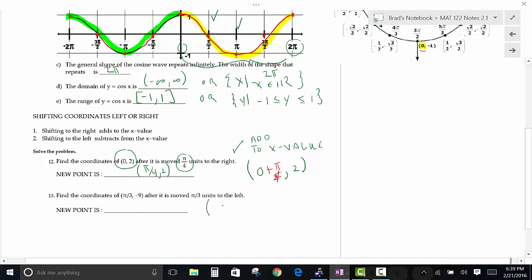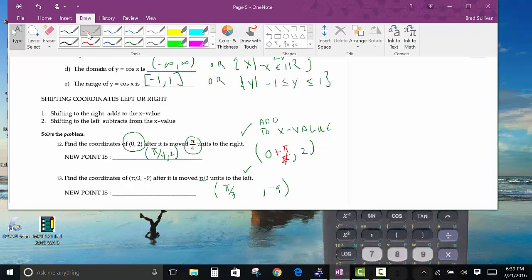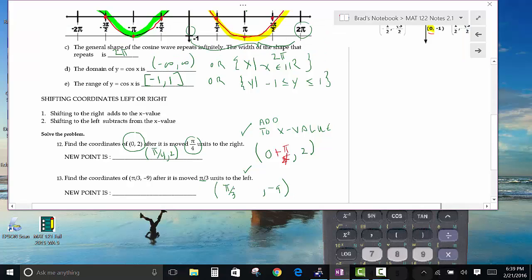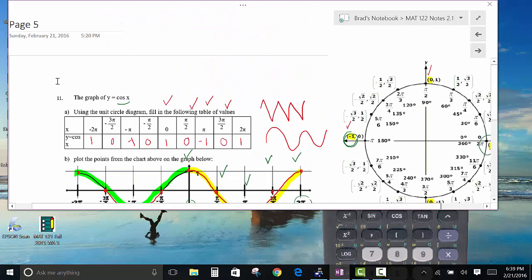Okay, the same problem works about the same way. We have pi over 3, -9 as the point. We're going to take this pi over 3 units to the left. If we're taking this to the left, we're going to subtract that value. So we subtract pi over 3 from the x value. That gives you a new point, 0, -9. Now you can do that in your head, of course, but that would give you the idea.